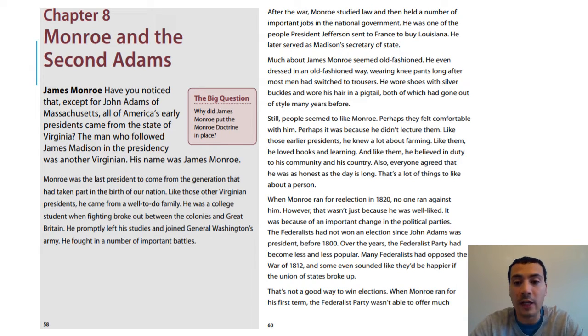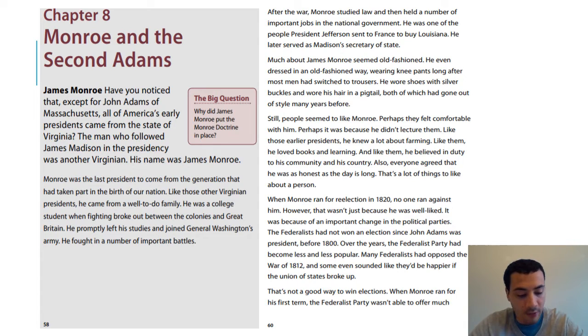When Monroe ran for re-election in 1820, no one ran against him. However, that was not just because he was well liked. It was because of an important change in the political parties. The Federalists had not won an election since John Adams, the second president of the United States, before 1800. Over the years, the Federalist Party had become less and less popular. Many Federalists had opposed the War of 1812, and some even sounded like they would be happier if the Union of States broke up. That's not a good way to win elections.